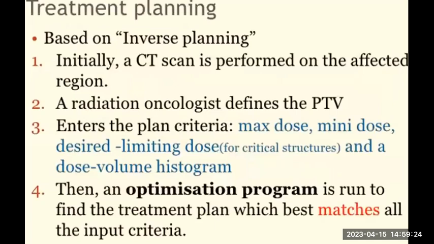First, based on inverse planning, as I said just now, a CT scan is performed on the affected region. Then the radiation oncologist defines the PTV, planned treatment volume. Then they go for the plan criteria: what is the maximum dose, what is the minimum dose, and what is the desired limiting dose for critical structures. And the dose volume histogram, DVH, is another abbreviation. You should note that down as well.